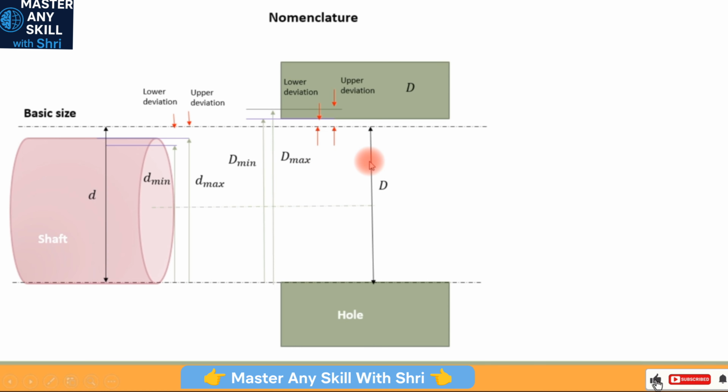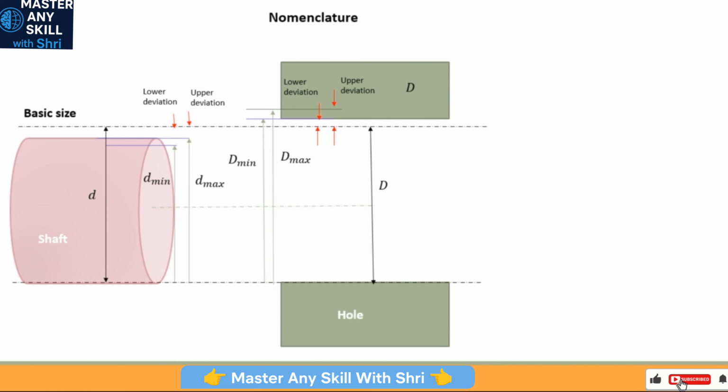Similarly, for the hole, the maximum size of the hole is capital D max. The minimum size of the hole is capital D minimum. So capital D max minus D gives us the upper deviation. Capital D minimum minus D gives us the lower deviation.